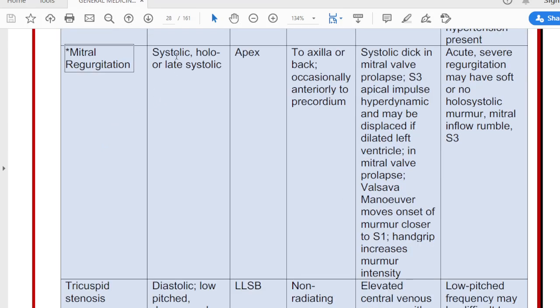Mitral regurgitation: systolic, holosystolic or late systolic, apex, to axilla or back, occasionally anteriorly to precordium. Mitral valve prolapse: systolic click. Apical impulse hyperdynamic, and may be displaced if dilated left ventricle. In mitral valve prolapse, Valsalva maneuver moves onset of murmur closer to S1, hand grip increases murmur intensity. Acute, severe regurgitation may have soft or no holosystolic murmur, mitral inflow rumble, S3.